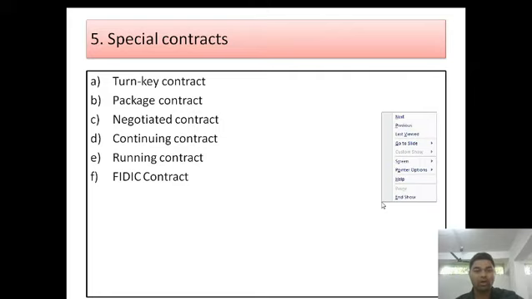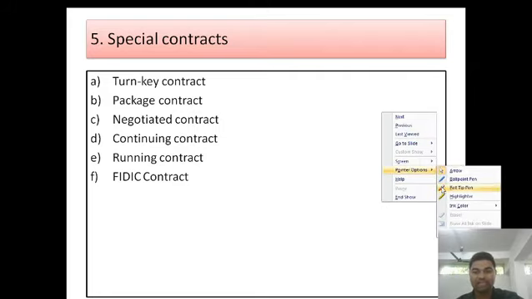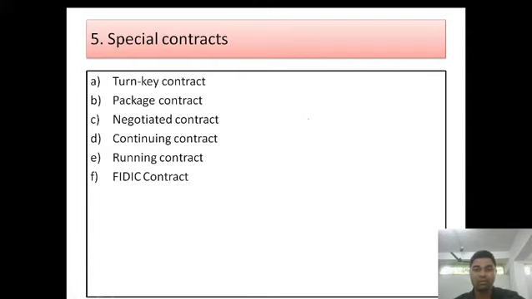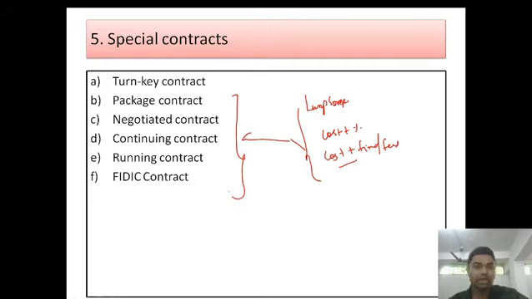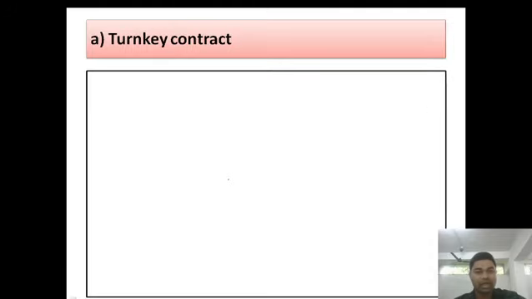Apart from the contracts we have seen in the previous class, different types of contract, we had lump sum contract, cost plus percentage contract, cost plus fixed fee contract, and so on. Now these are our special contracts: turnkey contract, package contract, negotiated contract, continuing contract, running contract, and FIDIC contract. So let us see what is turnkey contract.